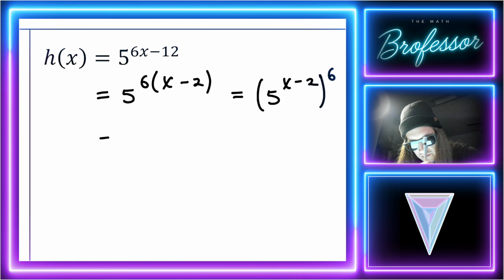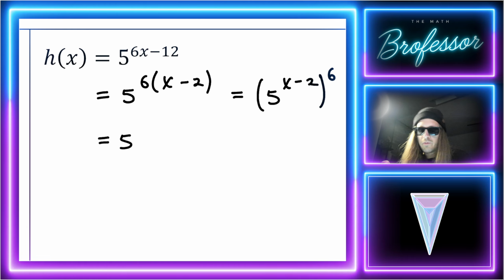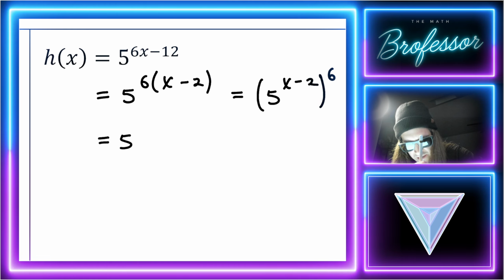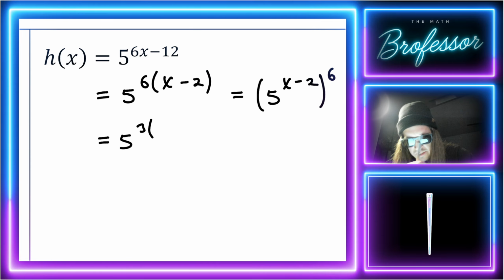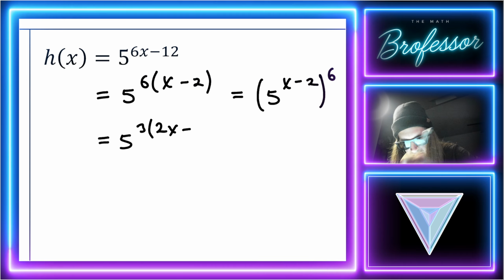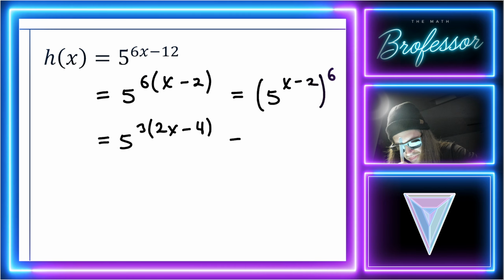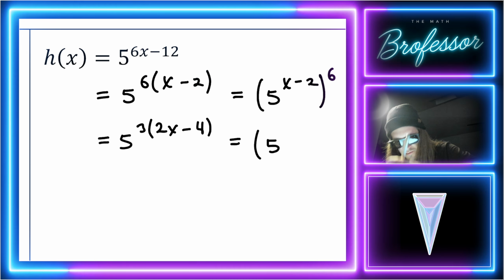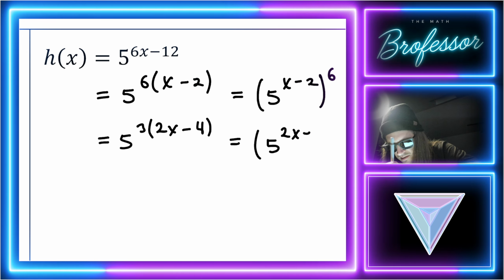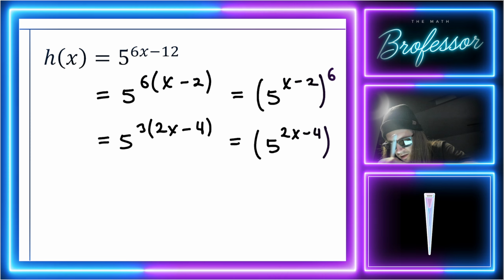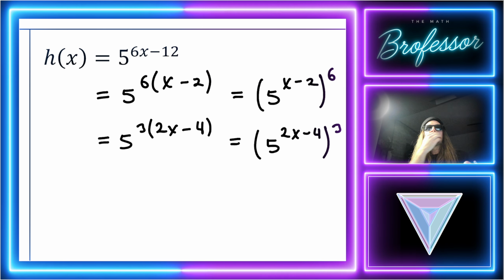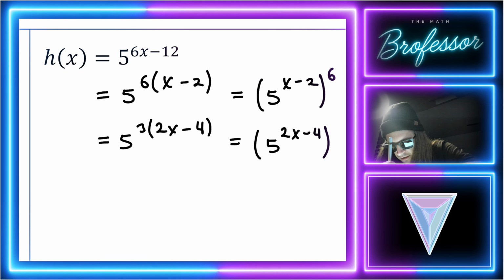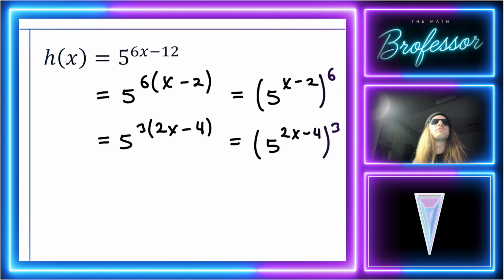But if you notice, 6 is not the only thing you could factor out. We could factor out a 3, which would leave behind 2x minus 4. And so this way could be rewritten as 5 to the 2x minus 4 power cubed. Like that, cubed. Let me make that a cleaner 3 right there. There we go. That's a better 3.